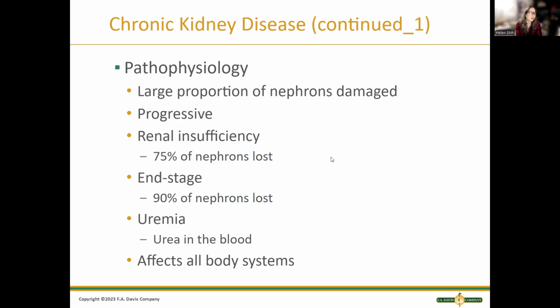A lot of times this will end with uremia or urea in the blood, which, remember, urea is supposed to be one of the waste products that is filtered out in urine. And a chronic kidney disease will impact all body systems because every organ in your body is all working together. There's no one organ that doesn't rely on some other organ. However, the kidneys are one of those major organs where all blood supply has to flow through it in order to filter out waste products.